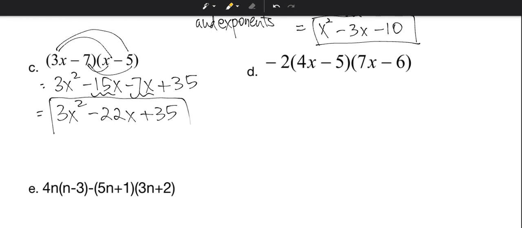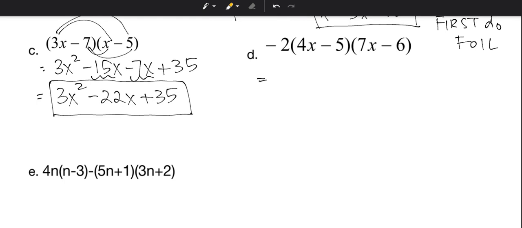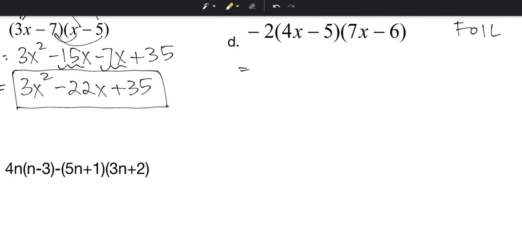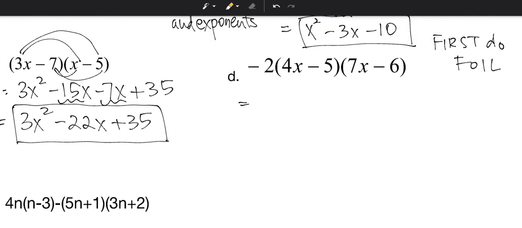Okay? So you might ask yourself, what do I do if I've got both, right? Like this part D, I've got FOIL and I've got distributive property. I've got a negative 2 in front. Well, first do FOIL. Always do FOIL first. Why? Well, you could do it the other way, but you're more likely to make a mistake, so it's better just to FOIL first, okay? So, my screen keeps moving on its own.